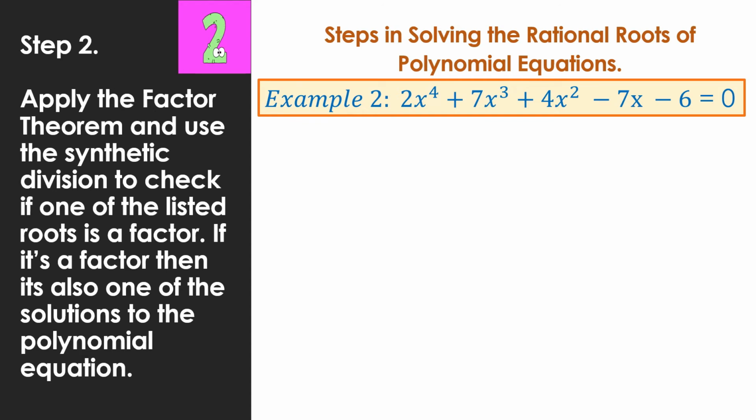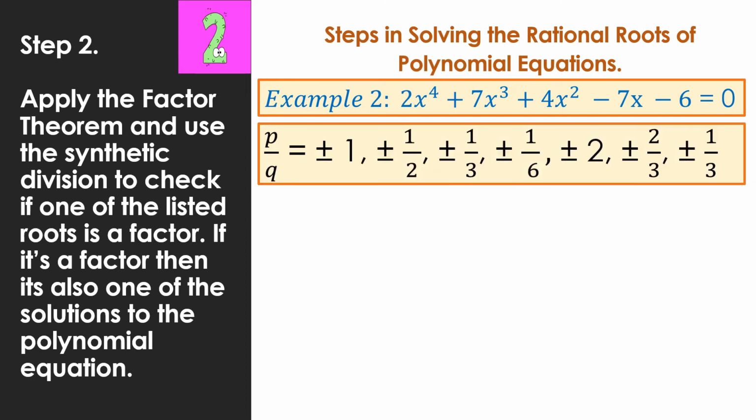Then, we will do step number 2. Apply the factor theorem and use synthetic division to check if one of the listed roots is a factor. If it's a factor, then it is also one of the solutions to the polynomial equation. Again, the given rational roots are positive negative 1, positive negative 1/2, positive negative 1/3, positive negative 1/6, positive negative 2, positive negative 2/3, and positive negative 1/3.